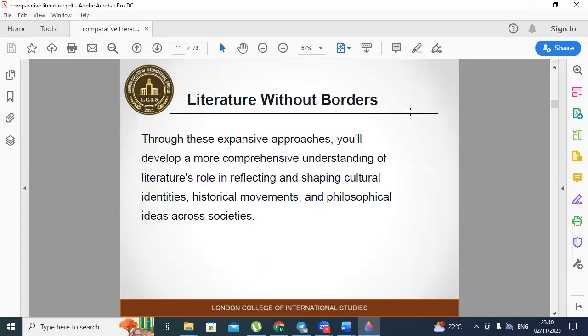So this is a wonderful slide. It summarizes the outcome of the approaches described in the previous slides. By studying literature in this expansive cross-cultural and interdisciplinary way, you will develop a more comprehensive understanding. You will see how literature is intertwined with big concepts like cultural identity, major historical movements, and foundational philosophical ideas. And you will see how these connections play out across societies, not just within one.